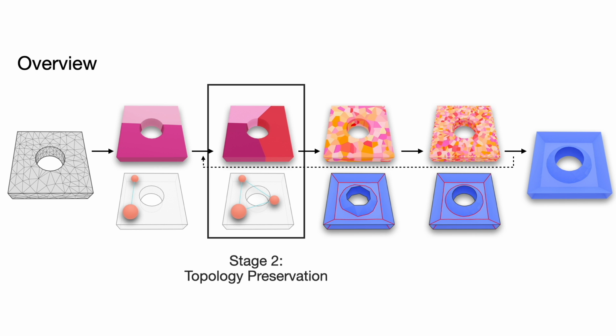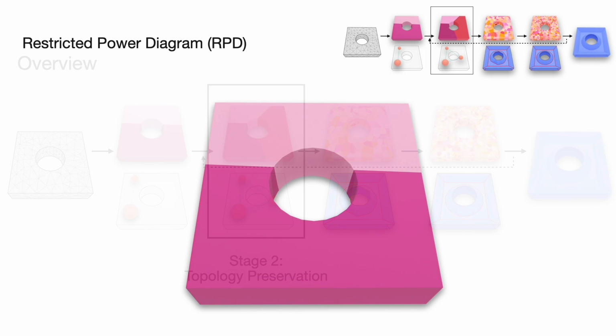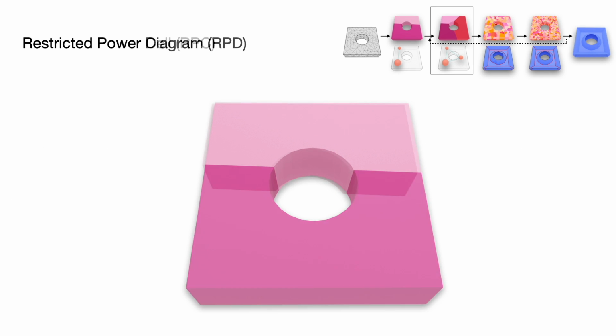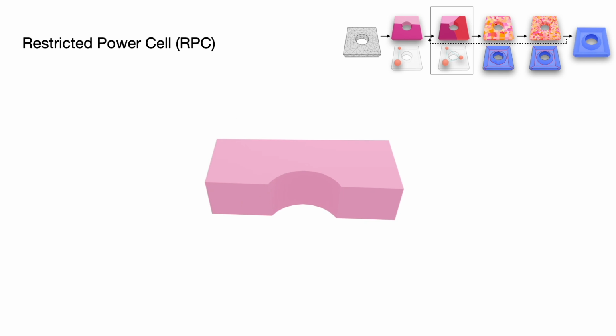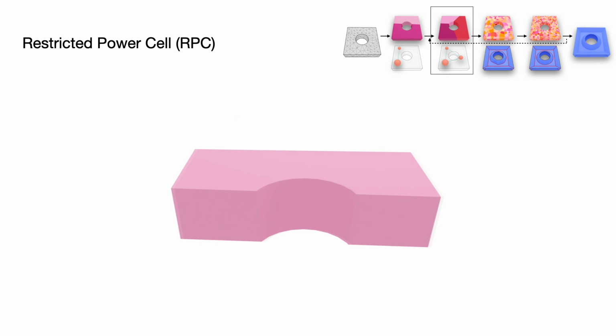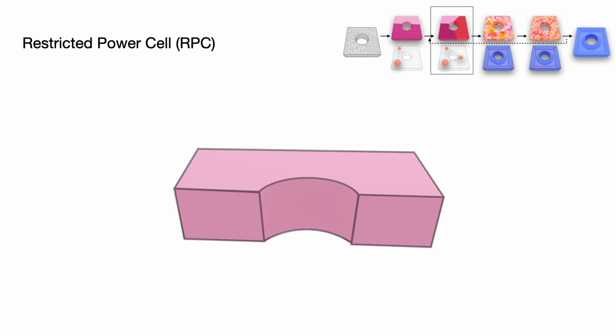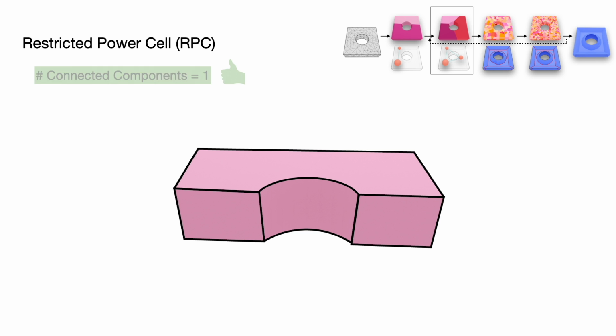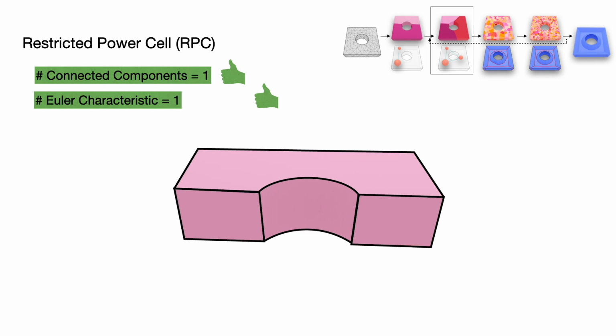In the second stage, we perform our topology preservation strategy. To ensure the homotopy equivalence, we expect 2 topological indicators of each restricted element of the RPD to both equal 1. One indicator is the number of connected components, and another indicator is the Euler characteristic. For example, the restricted power cell, RPC, of this medial sphere, which is located on the top of the shape, has the number of connected components equal to 1. The Euler characteristic of this RPC also equals 1.